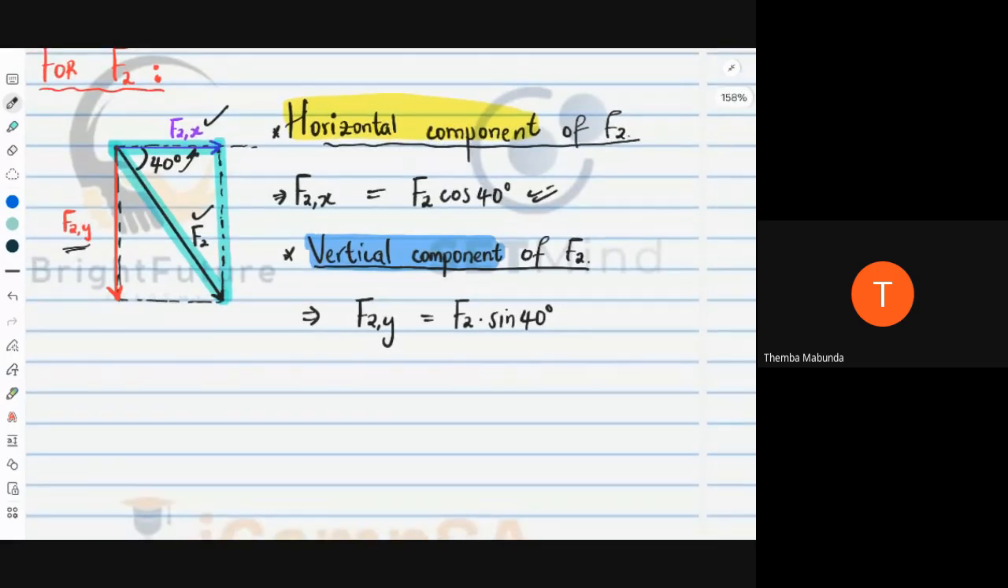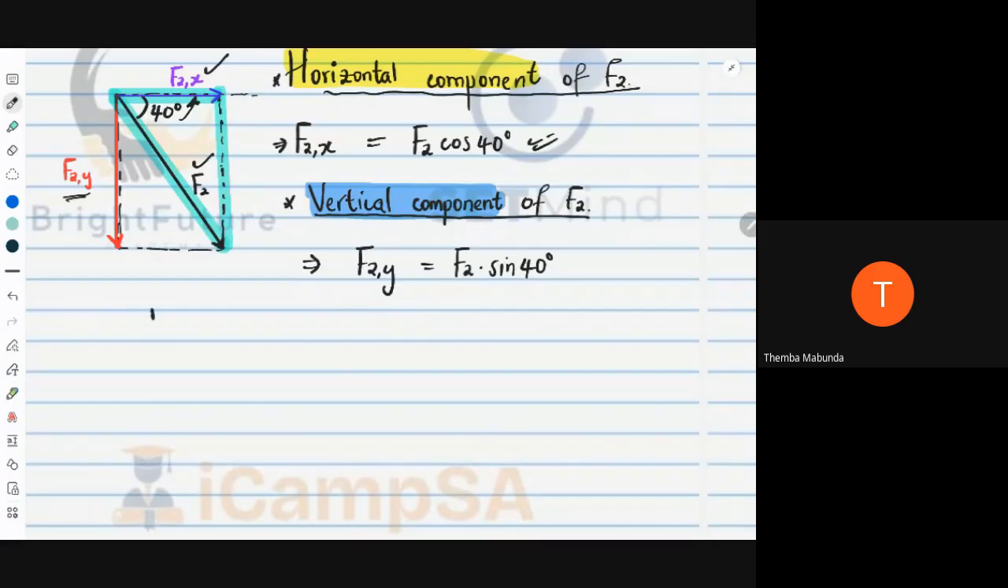Oh, it's the same thing we've been doing. So basically, if I take out this triangle, you have this triangle here. If the arrows confuse you, just write it as a triangle. You'll see that it's just mathematics. You have F2X here, you have F2Y here, then you have theta there, theta being 40 degrees in our case. Then you have F2 here, the hypotenuse side.